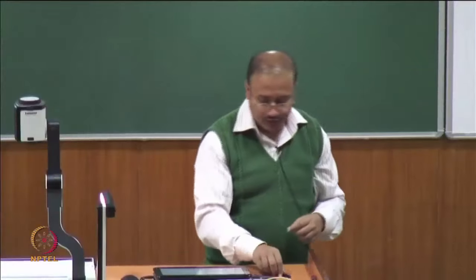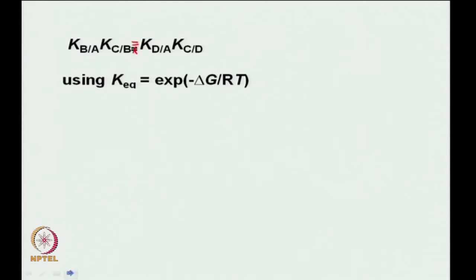So, this equal to should be here. So, that means KBA times KCB is equal to KDA times KCD. Now, what does this give us? Remember what we actually wrote down in one of the previous slides. I can use K equilibrium is equal to e to the minus delta G over RT. If you do that, would not this be the equation you would be getting?